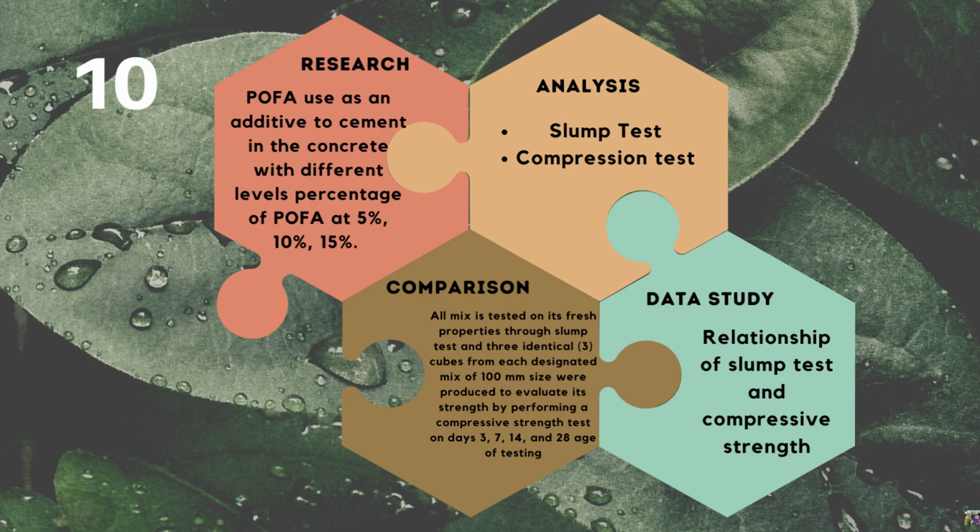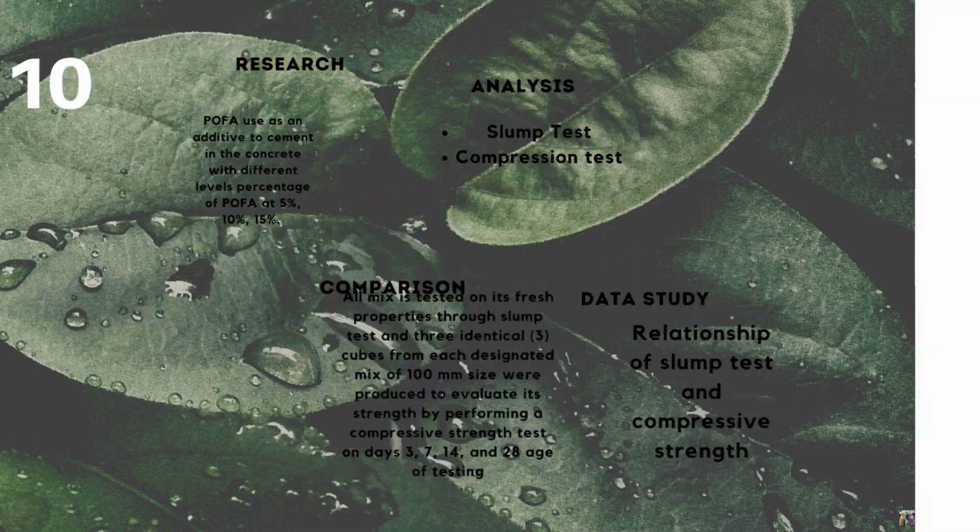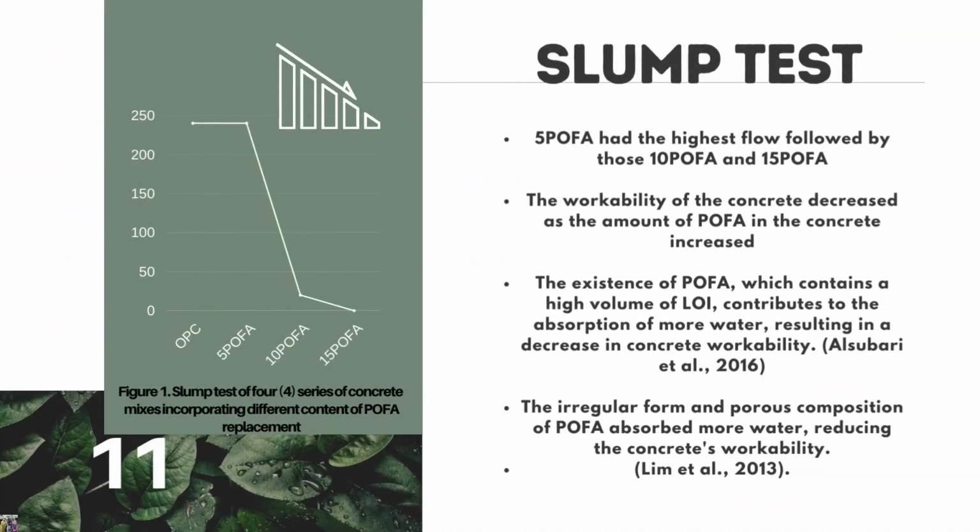The relationship between slump test and compressive strength test is analyzed and discussed in result and analysis. Following are the results of this research. From Figure 1, it shows that the control OPC and the 5% POFA as additive to cement, designated as 5 POFA, had the highest flow, followed by those of 10 POFA and 15 POFA.